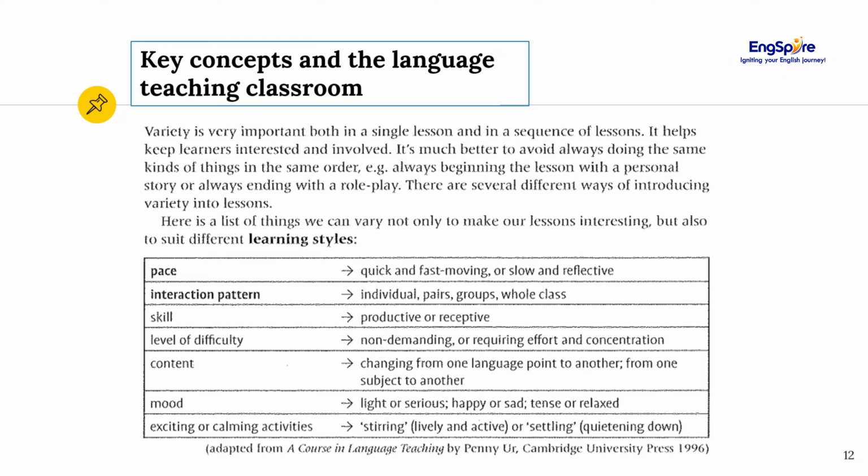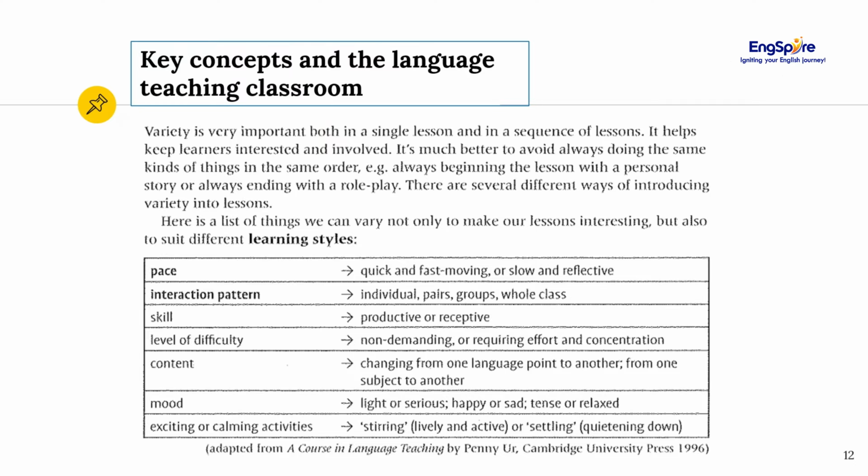First, we can vary the pace. Some activities can be quick and energetic, such as a vocabulary game, while others can be slower and more reflective, like writing a paragraph. We can also change the interaction pattern. Sometimes students work individually, sometimes in pairs or groups, and sometimes as a whole class. This gives learners different opportunities to practice.